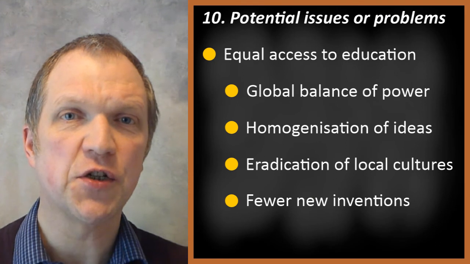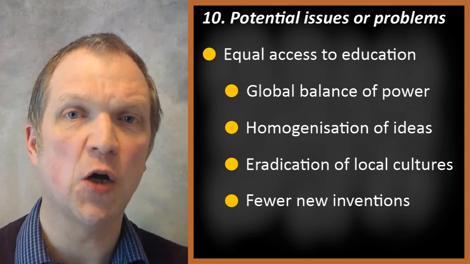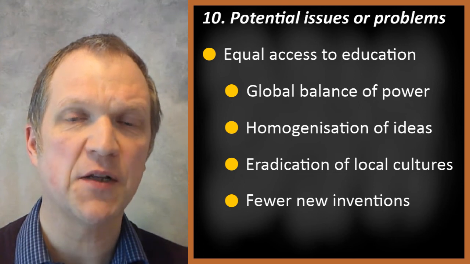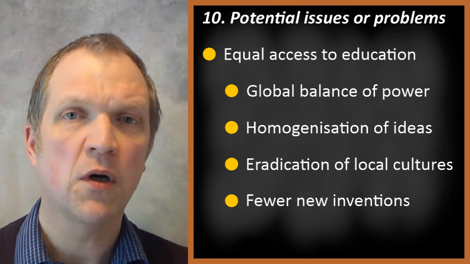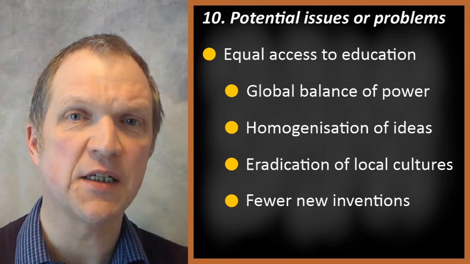If AI teachers provide children all over the world with equal access to high-quality education, an unintended consequence could be a dramatic change in global educational outcomes. This could result in a change to the balance of power between nations. Or, conversely, it could lead to a homogenization of education, an eradication of local cultures, and diminish the diversity of ideas that is necessary for inventors to come up with new ideas when faced with new challenges.